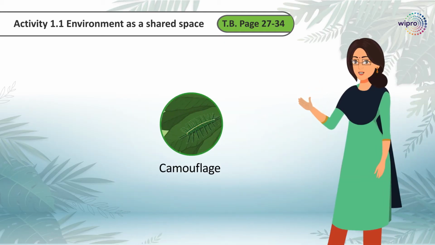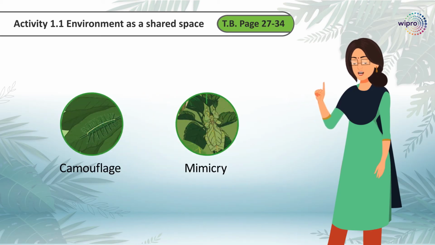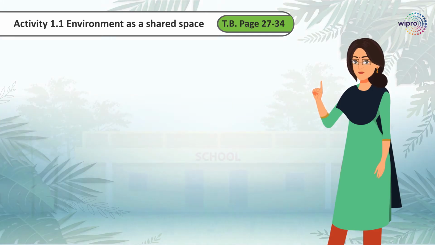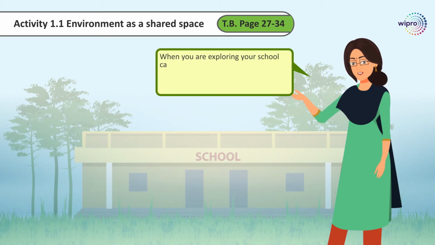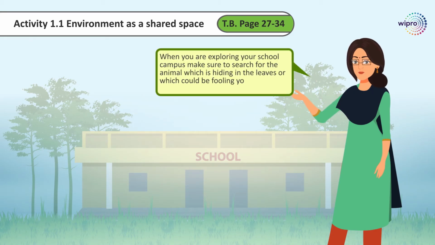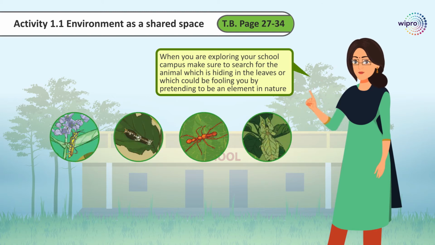Camouflage is the ability of an organism to blend with its surroundings, while mimicry is the ability of one species to imitate the color or behavior of another species. When you are exploring your school campus, make sure to search for the animal which is hiding in the leaves or which could be fooling you by pretending to be an element in nature.